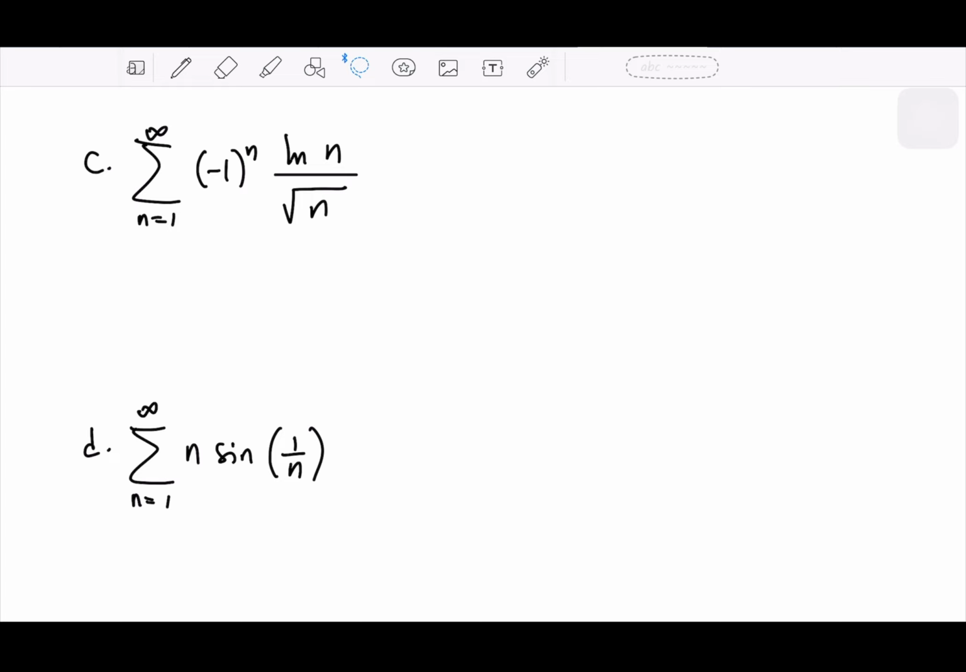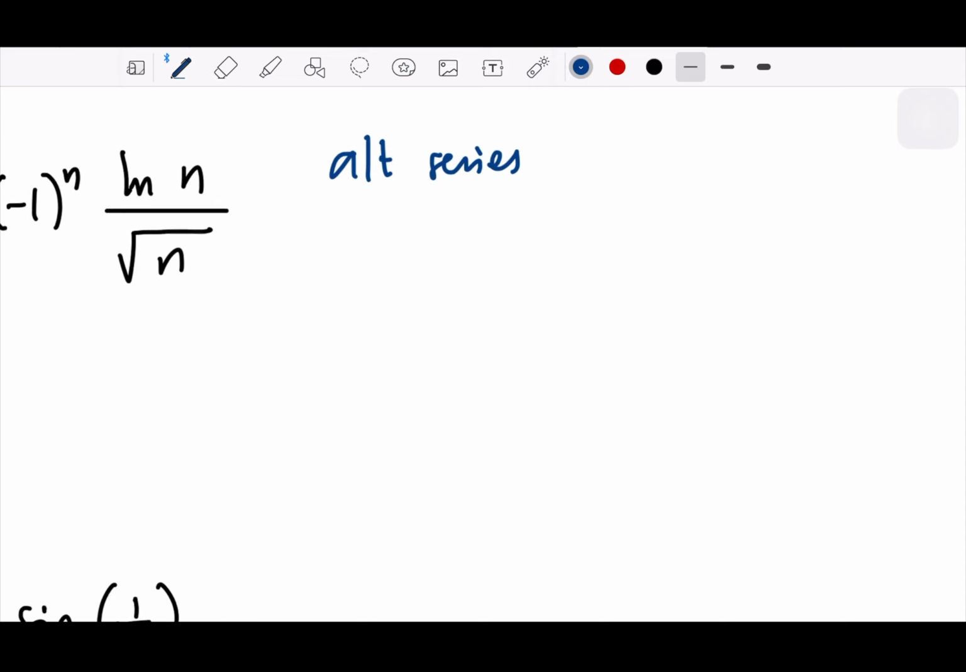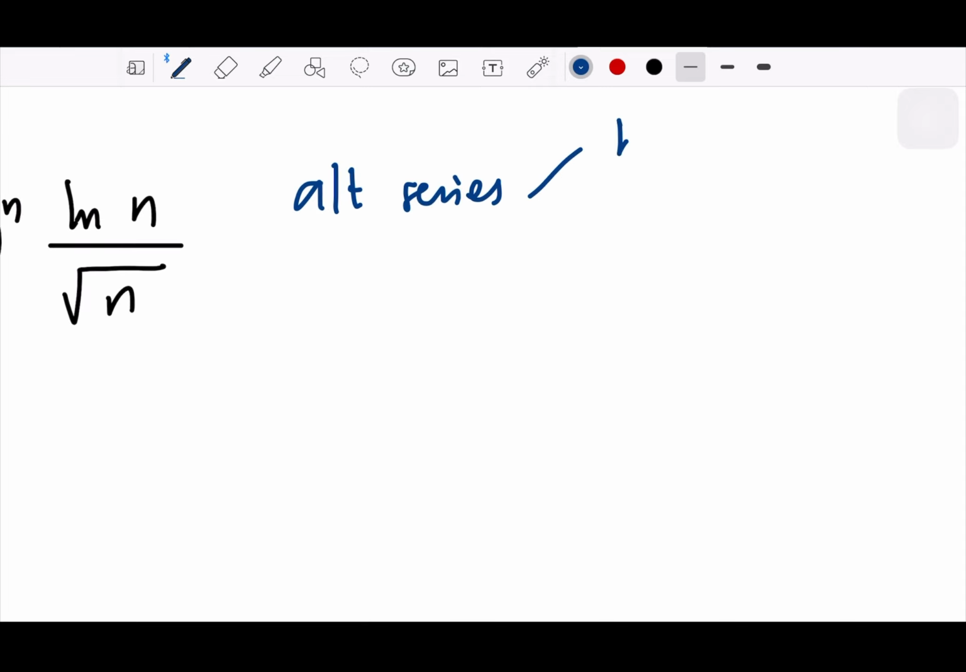Since the first one has -1 with power of n, maybe we could try to check with the alternating series. Okay, we check with the alternating series. So for the alternating series, what we need to check is we need to prove that these two conditions are applicable.